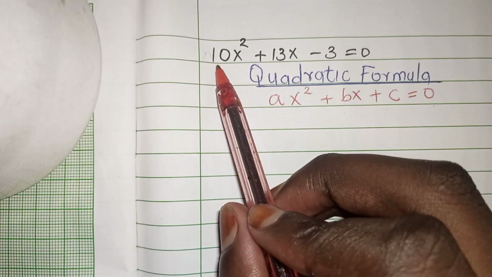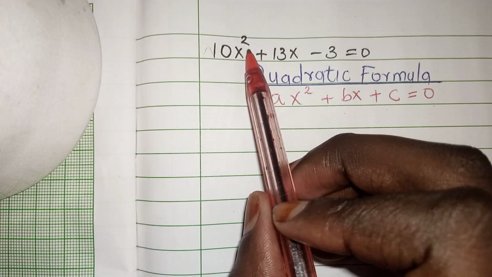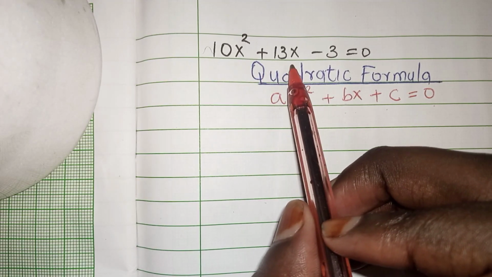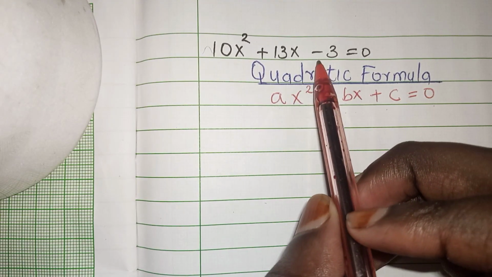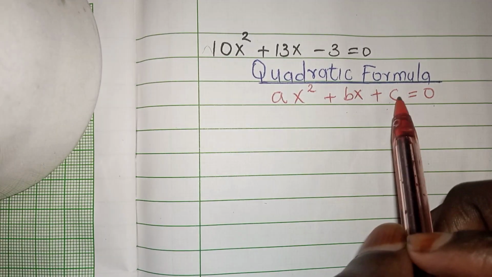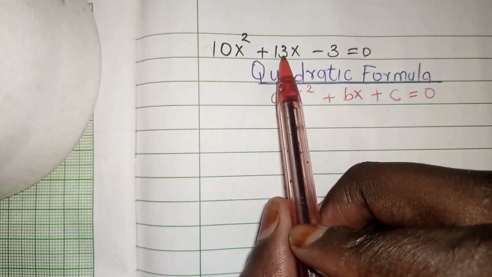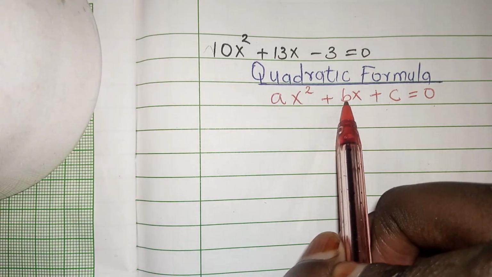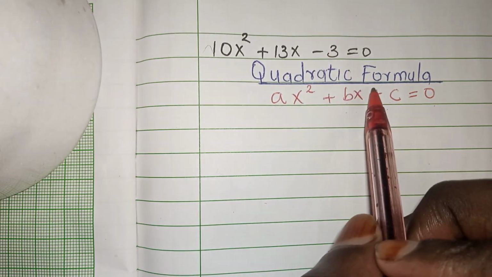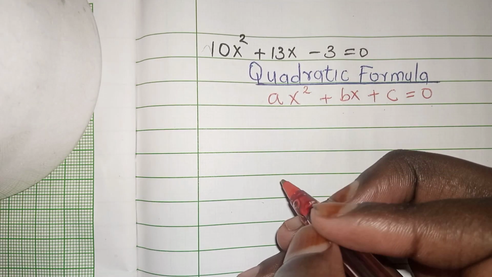For our case, 10 here is the coefficient of x squared, 13 is the coefficient of x, and negative 3 here is our c. So we have a, b, and c. A here is 10, 13 here is b, and negative 3 here is our c. So let us solve using this quadratic formula.